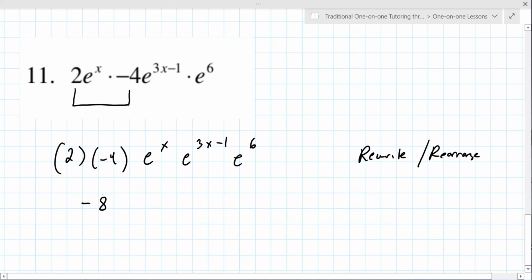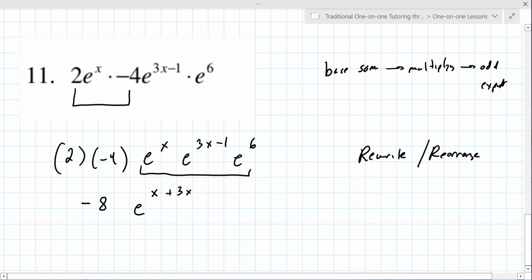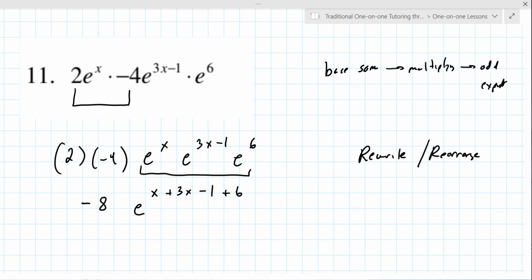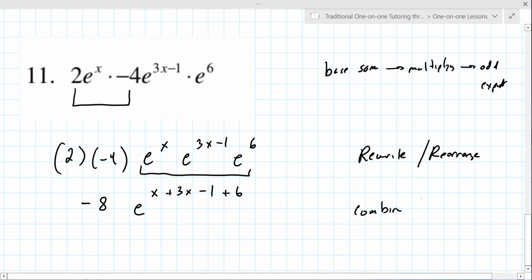2 times -4 is -8. Now, these 3 here, the rule is if the bases are the same, which they are, they're e, and you're multiplying, which is what is implied here, then you add the exponents. So rather than try to figure out what it becomes, just write it as if you're adding, but don't simplify. And then from here, you just combine like terms. So I've got an x and a 3x, that's 4x, a -1 and a 6, that's 5. And then I bring that -8 down.